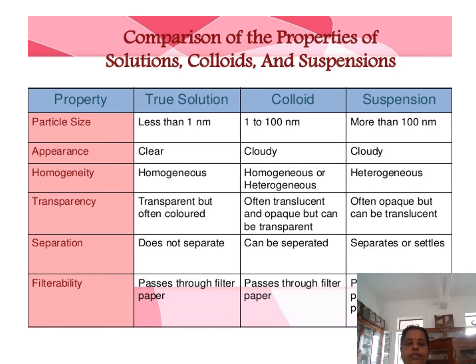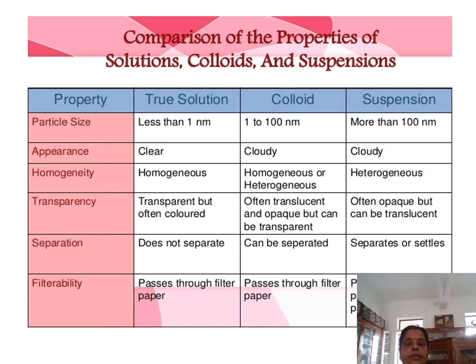Comparison of the properties of solutions, colloids and suspension. So this table gives the properties of true solution, colloids and suspension. Particle size: when you look into the size of true solution, it is less than 1 nanometer, whereas in colloids it comes between 1 and 100 nanometer. Suspension is more than 100 nanometer.